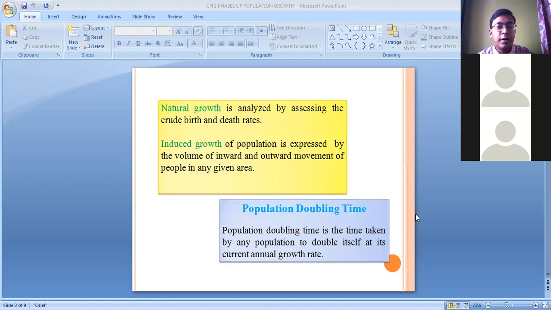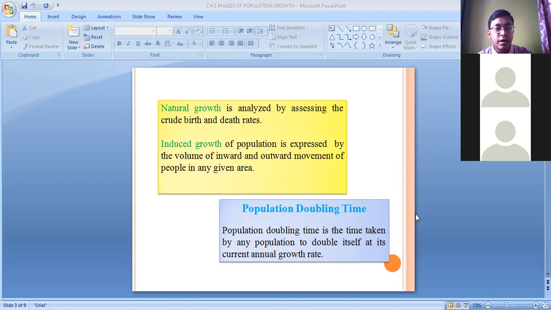Whenever we find out the overall or total growth of population, we take into consideration the induced growth of population. So in this induced growth of population, apart from the birth rate and the death rate, we also take into consideration the migration, that is the inward migration and the outward migration. How many people are coming and how many people are leaving, we try to find out the difference. Then we add it with the difference between the birth rate and the death rate, and we get the total growth of population. So these are the two components of population growth: one is the natural growth of population, and another one is the induced growth of population.